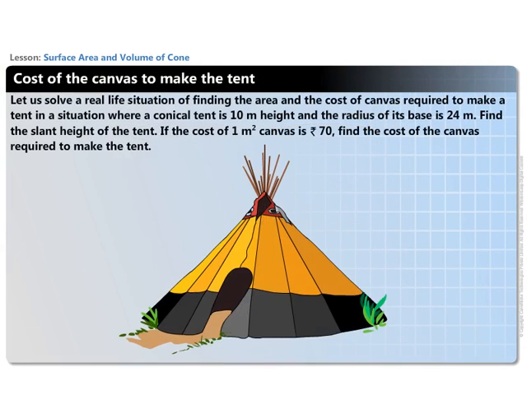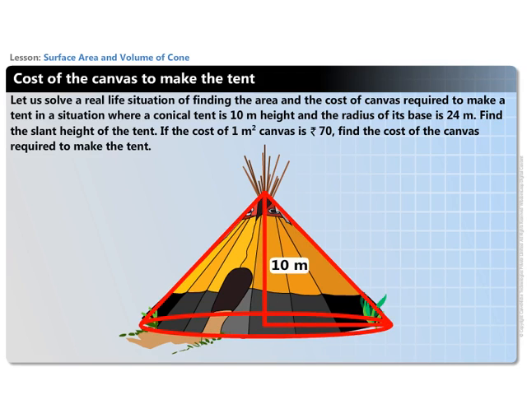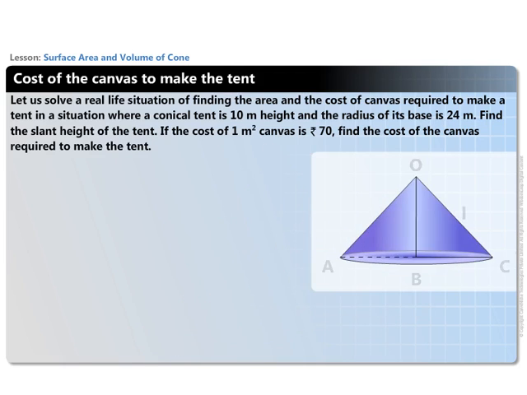Let us solve a real-life situation of finding the area and the cost of canvas required to make a tent. A conical tent is 10 meters in height and the radius of its base is 24 meters. Find the slant height of the tent. If the cost of 1 meter square canvas is Rs 70, find the cost of the canvas required to make the tent. In the given cone, the radius of the cone is 24 meters and the height is 10 meters.